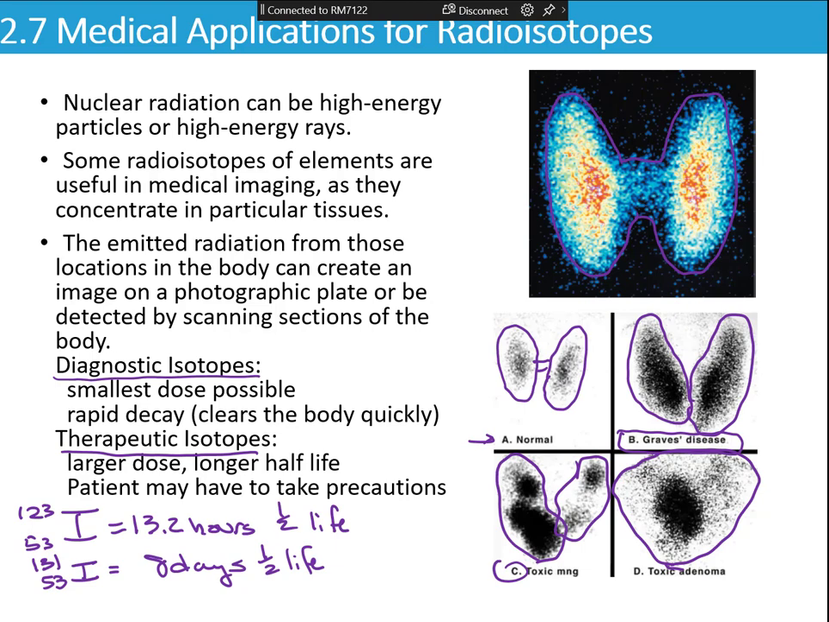All right, so diagnostic, that's sort of the goal: smallest dose possible, because you want to have the shortest half-life. Whereas therapeutic, you're going to have a longer treatment, higher dose, longer half-life type of radiation, and that may require that you have some precautions.